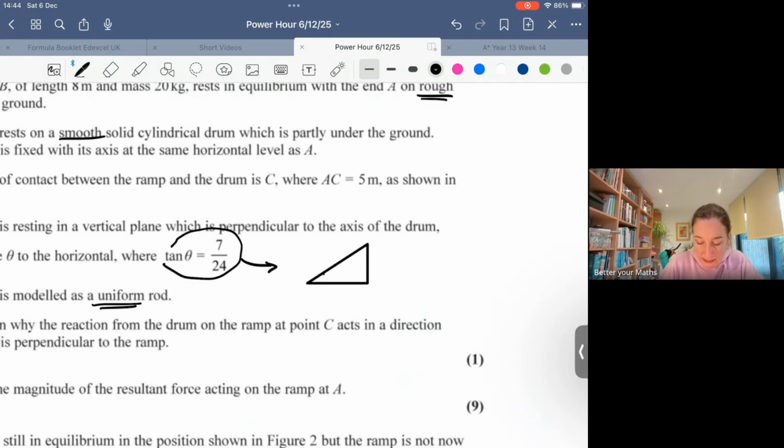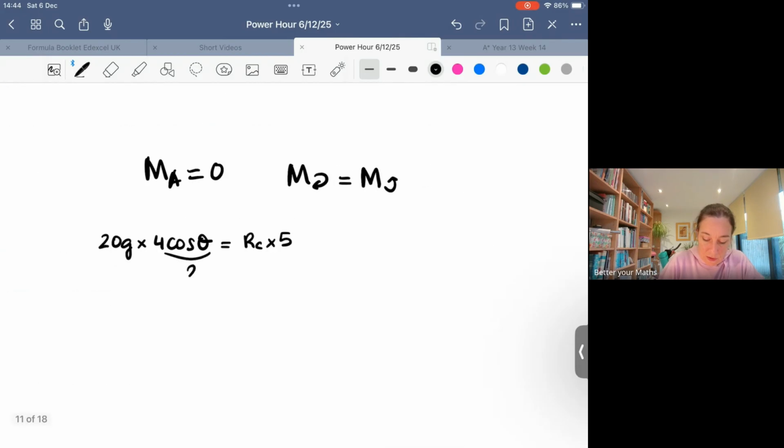So if this is theta, tan is 7 over 24. If you do Pythagoras, this is going to be 25. So cos theta is 24 over 25. Yeah? So this is 24 over 25. And from here, I can find RC. RC is going to be what?